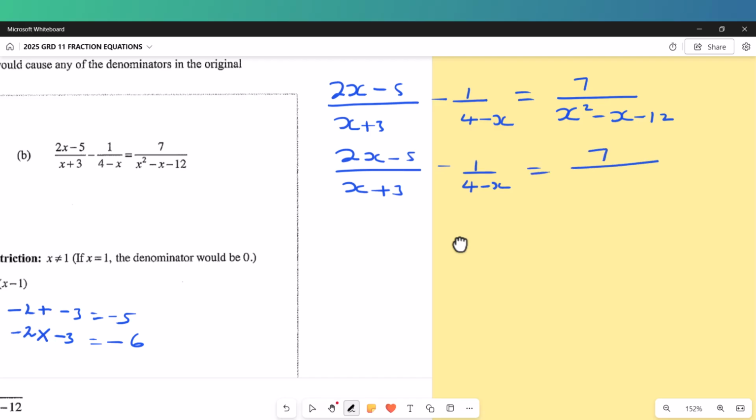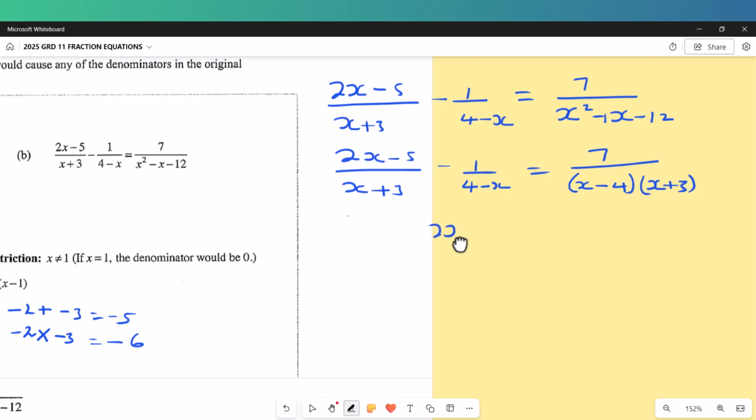Now what are the two numbers that multiply to get negative 12 and add to get negative 1, because it's negative 1 here? Such numbers give us x minus 4 and x plus 3, because negative 4 times positive 3 is negative 12, and negative 4 plus positive 3 gives negative 1. But because this is x minus 4 and this is 4 minus x, I'm going to do what we call the sign change.